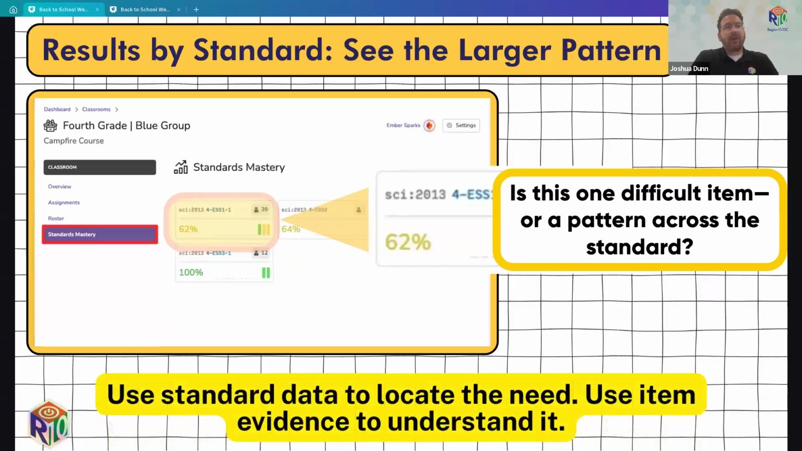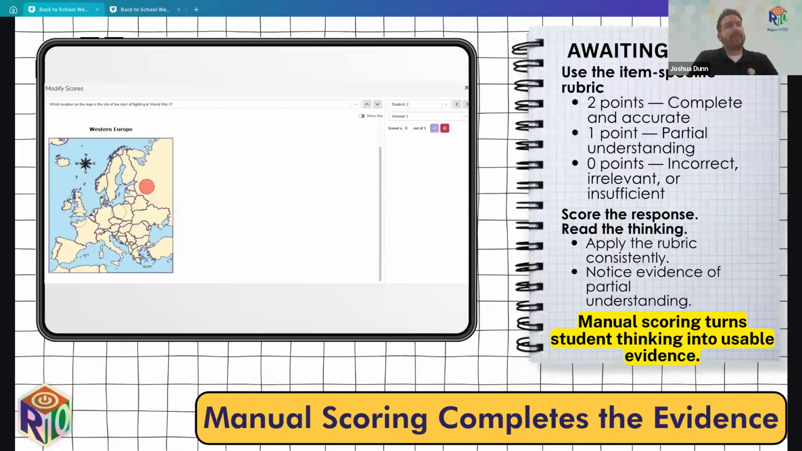So use the standard data to locate the need, use the item evidence to help understand it. Manual scoring also completes the evidence. If you have a short constructed response, as you see up here, this is you going in and being able to grade it. But obviously, when you're looking at that, open responses require us to apply our professional judgment. Until those responses are scored, we may only be looking at part of the evidence.